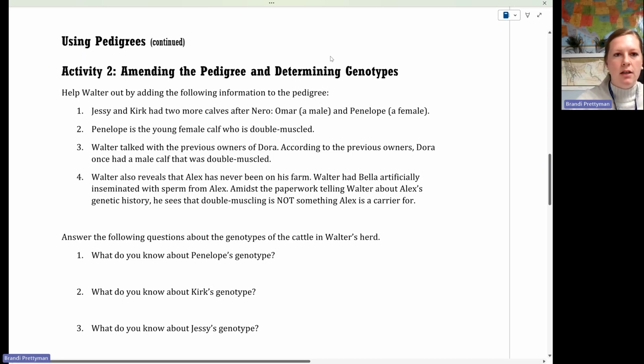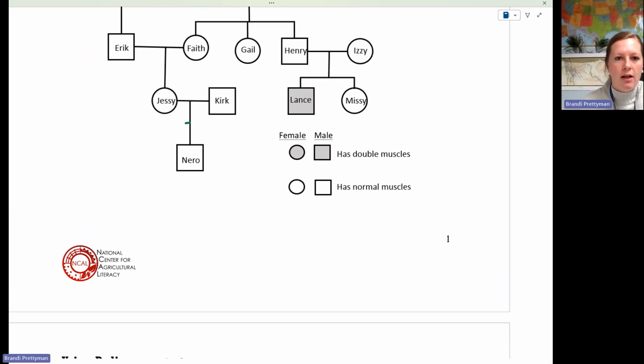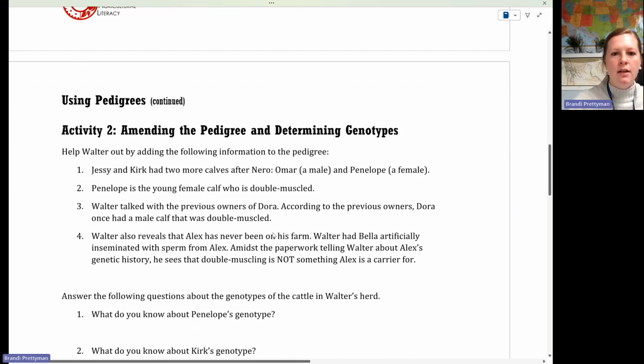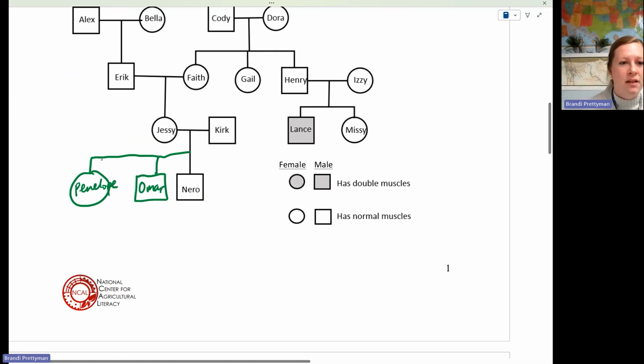So we're going to go up to Jesse and Kirk. They're right here. To add Omar and Penelope, I'm just going to do this. Omar's a male, so I give him a box. Penelope's a female, so I give her a circle. Does it tell us if they have double muscling or not? Let's look. Oh, Penelope is the young female calf who was double muscled. She shows the trait. We should shade her in. Uh-oh. I'm going to try to do that lightly so you can still see her name. Shade her in on your pedigree.